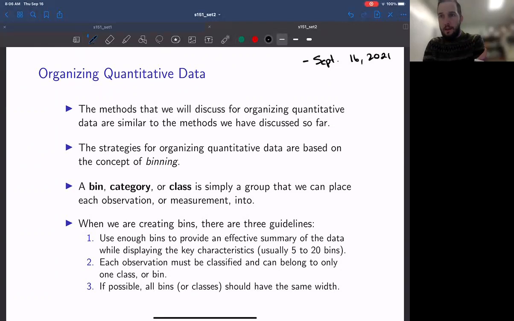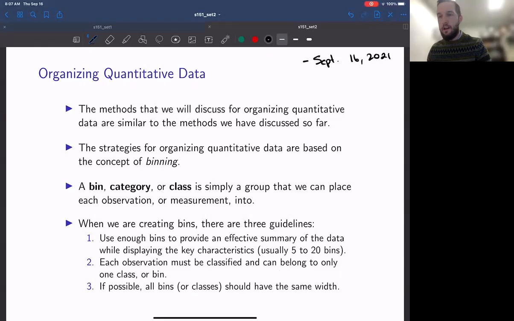So with qualitative data, we have a natural grouping because we can organize the data based off of the label that is associated with it. For example, we put all of the Mannerists together, we put all of the Cinquecento together, we put all of the 16th century painters together.